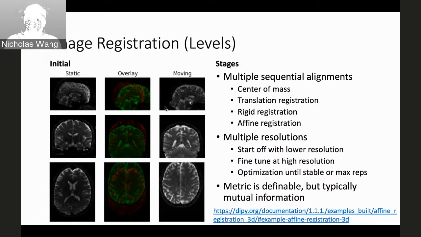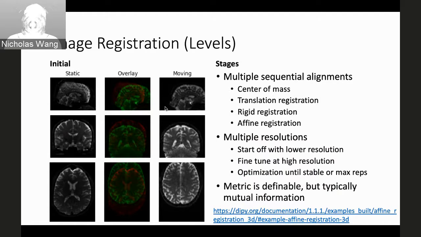And the metric that you use to align these two images is often mutual information. That's helpful if they're not the same modality. There's other approaches you could use, like squared error, root mean squared error, but mutual information is useful for cross-modality registrations because you're not dependent on them having the exact same value across the different modalities and volumes that you're looking at.